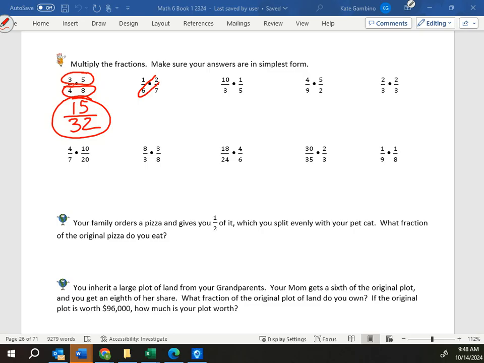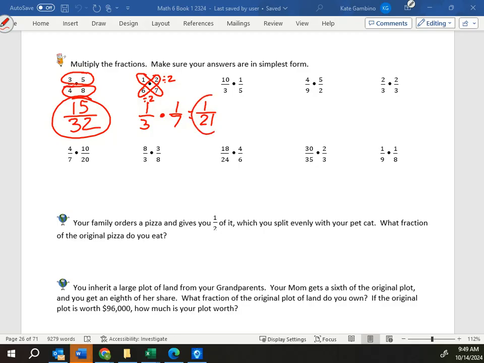If we are going to cross-simplify, we're going to see if diagonally there's anything I can divide out. So out of the 2 and the 6, I can divide out a 2. 6 divided by 2 is 3. 2 divided by 2 is 1. I can't divide anything out of the 1 and the 7, so those stay the same. Now I'm going to multiply across. 1 times 1 is 1. 3 times 7 is 21.